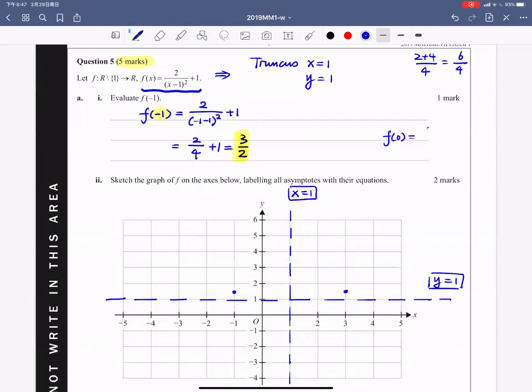For example, f of 0 gives you the location of the y-intercept. So this will be 2 plus 1, which is 3. Using the idea of symmetry, you should get another point, 2, 3. Now it's time to connect all these dots.